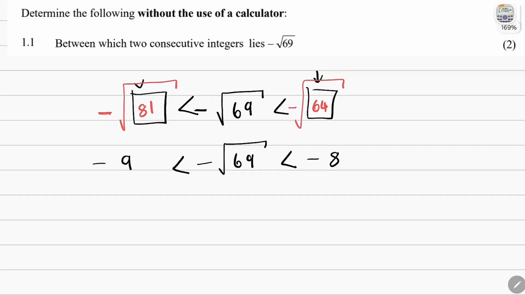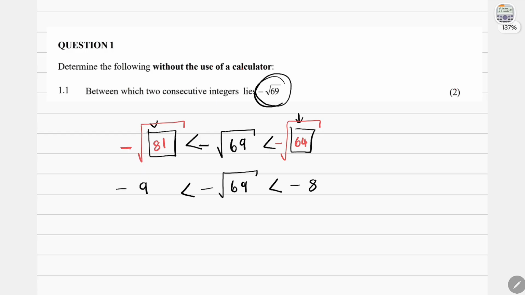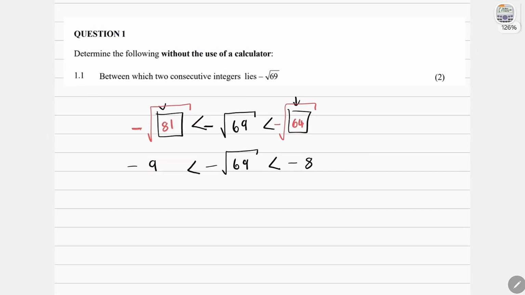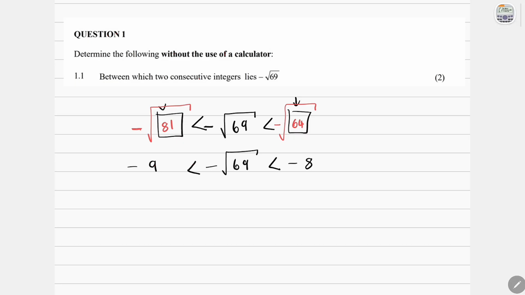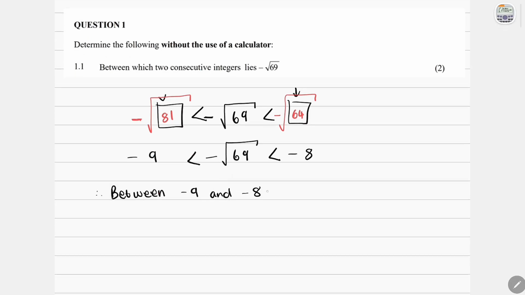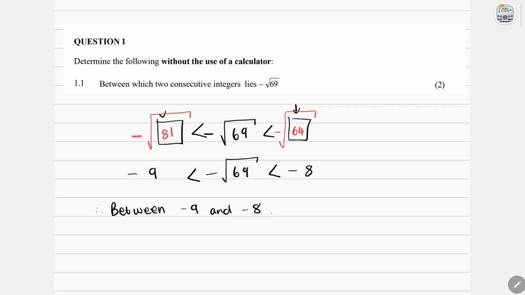These will be the 2 integer values that this surd lies in between. So just really think about the numbers and how numbers work when they are negative. You can conclude this: between negative 9 and negative 8, and that is our answer. Moving on to the next question.